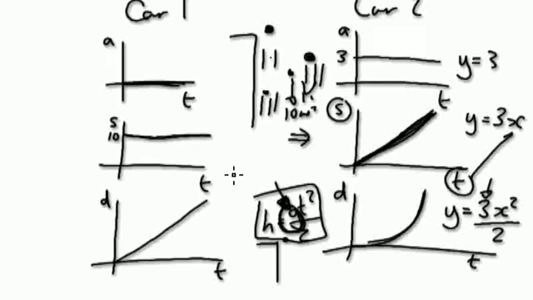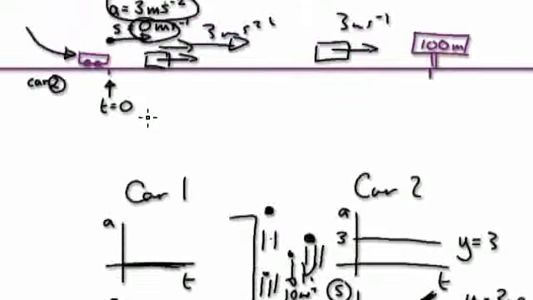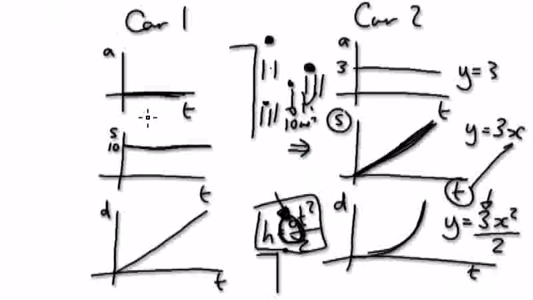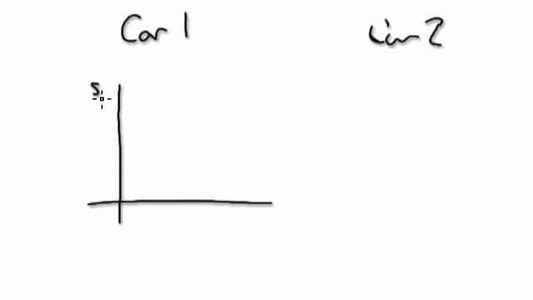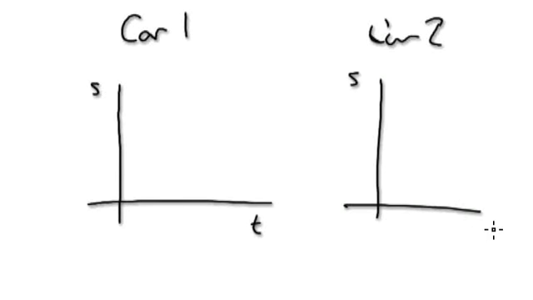Okay, the question is, let's look at the distance covered. Well, in this case, the distance time graph is really useless. It's better to use the speed time graph to try and work out the distance. So hang on, let's clear this up. So car 1, car 2. The speed time graph is always very useful.